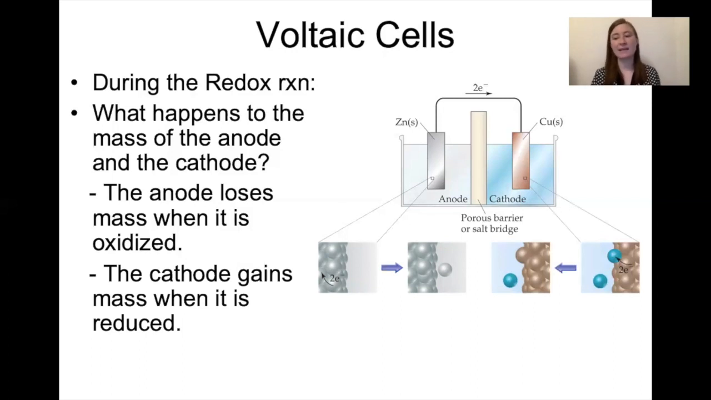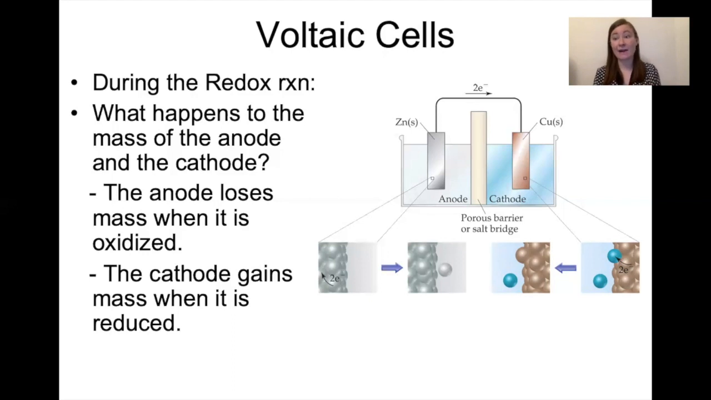That means it's gaining electrons, and those electrons are going to react with the ions that are in the solution. So if you have a copper cathode, the Cu2+ ions in the solution are going to gain electrons and form solid copper. And so as the reaction goes on, the cathode is getting fatter and more massive because it's gaining atoms.